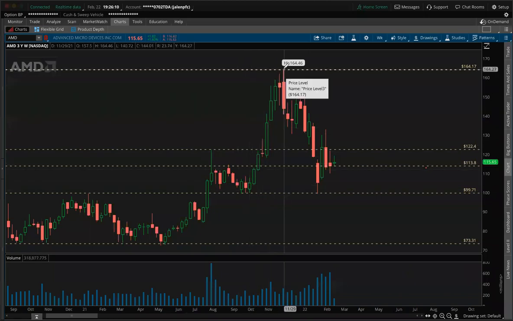So if we were to take puts here, we will automatically know, okay, well, it took two months to get to this point, so to get back down to that level, it'll probably take another two months. In this example, that's exactly what it did. It took another two months to get here.